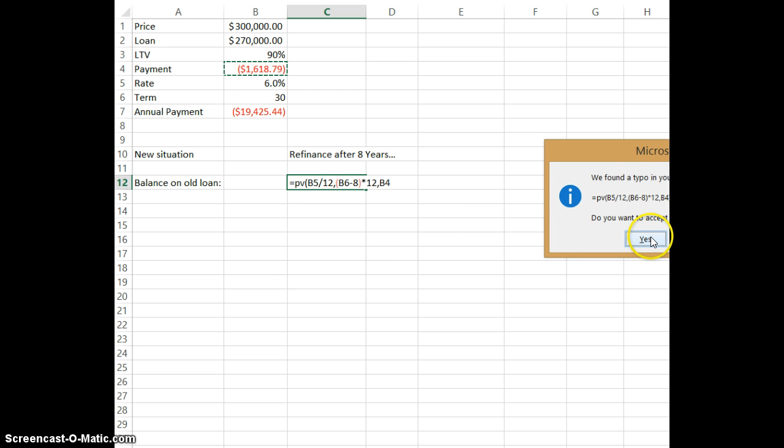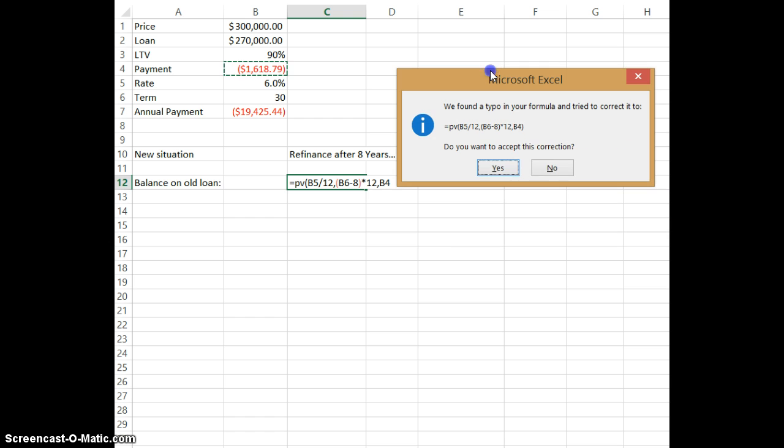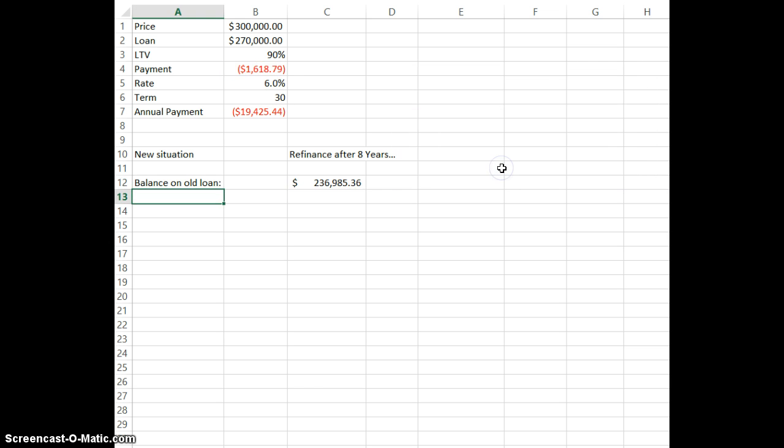Oops, sorry, left out my ending parenthesis there, so Microsoft's just letting me know that. Luckily, they'll accept that for me. So we now have the balance of our old loan after 8 years.